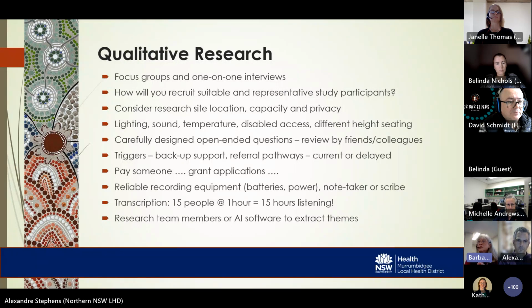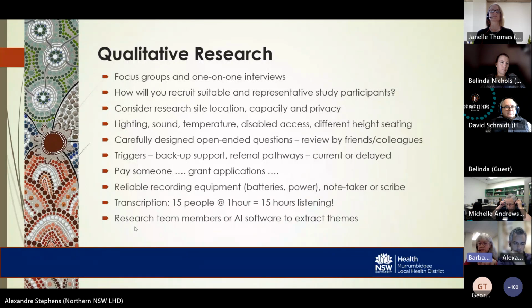Once you've drafted your questions, ask friends or colleagues if they can have a look at them, in audits or surveys and also in qualitative research, because what might appear to be perfectly obvious and readable to you or me, we need to have a different point of view. So ask someone else to go through it and see if they find it understandable and straightforward.